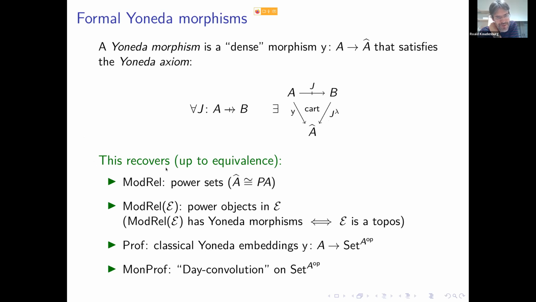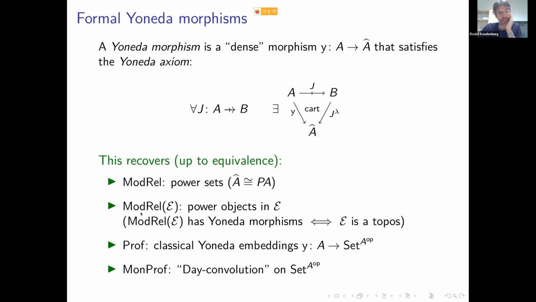So this recovers, well, up to equivalence, because these pre-sheaf objects A hat are unique up to equivalence. In Mod-Rel, modular relations between partial sets, we recover power sets. So A hat will be isomorphic to the power set of A with its partial order.